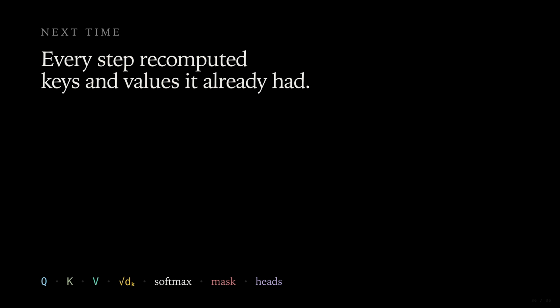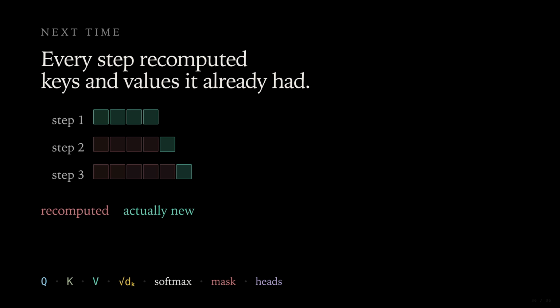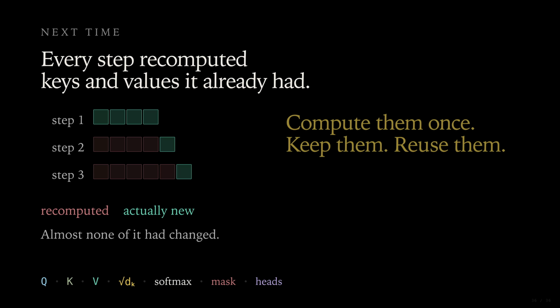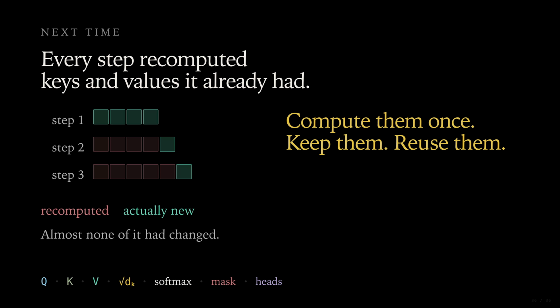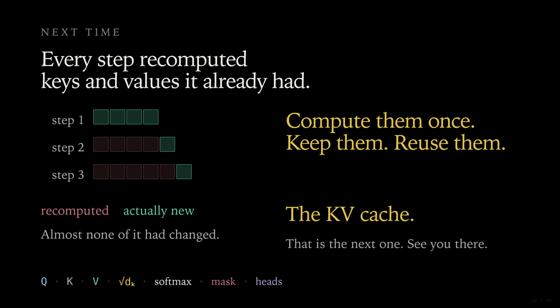Without a cache, every new token would recompute the keys and the values for the entire prefix. Compute them once, keep them, reuse them. That is the KV cache.